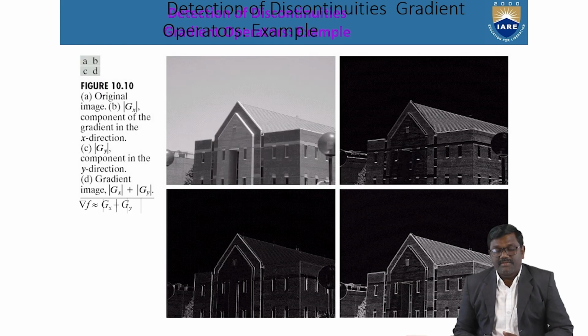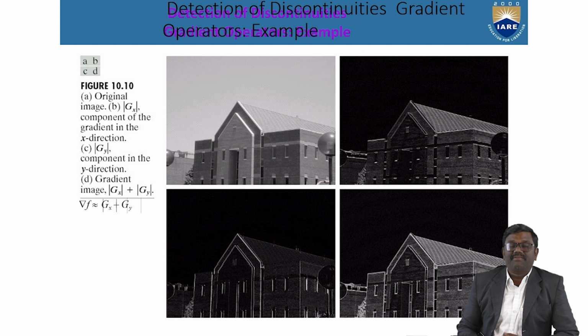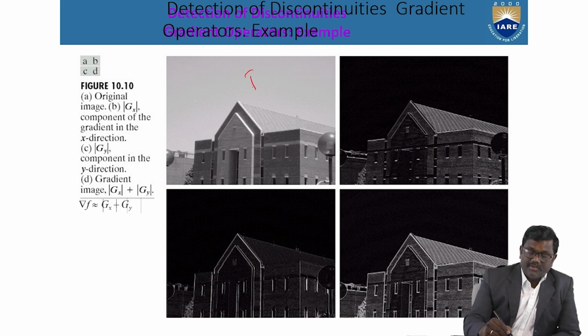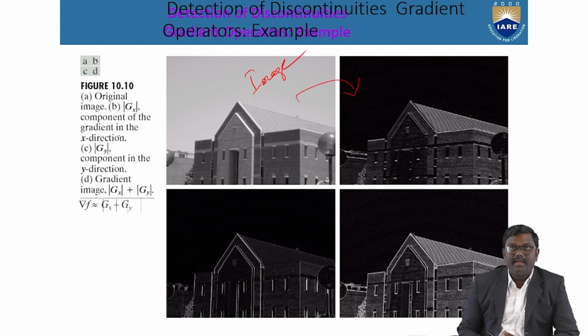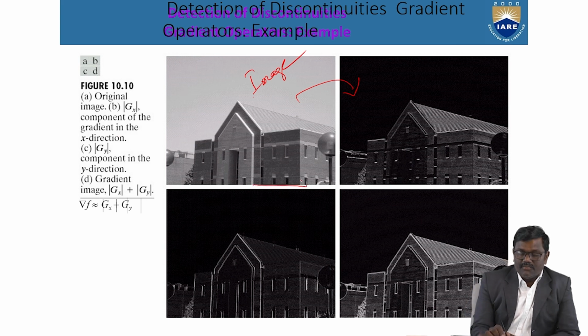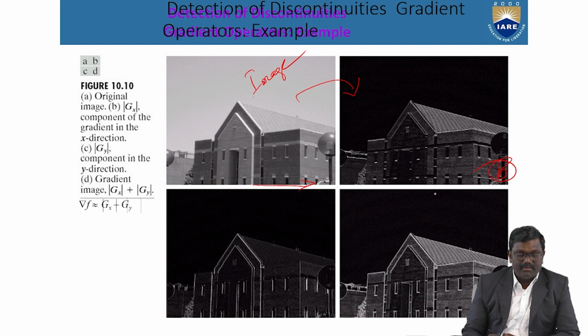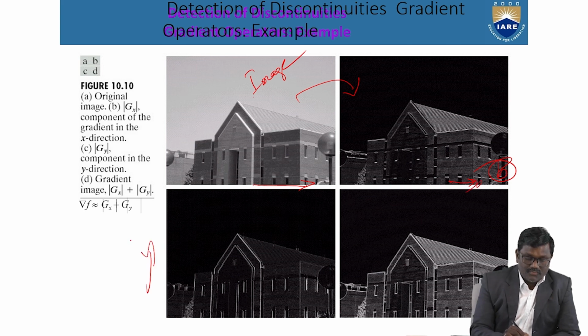So, detection of discontinuities using gradient operations, the best example is here. Let us take the original image. This is your original image, and you pass it to get the component of the gradient in the x direction. When we pass the y direction component, then we are going to have the b part. That is your figure b, and you are going to see it concentrating on vertical. This is horizontal, that is x. Here vertical, that is y. So then we will find out the figure c.